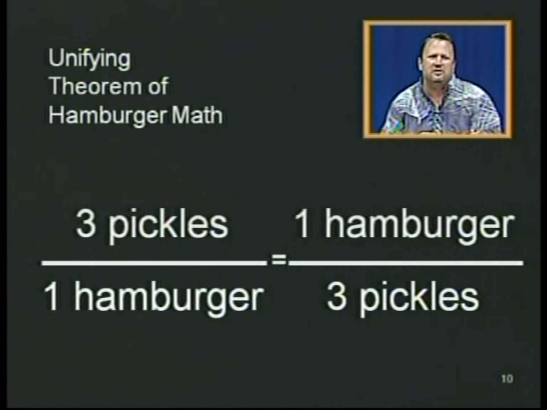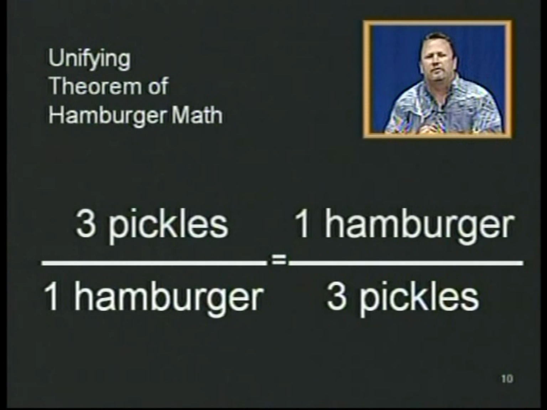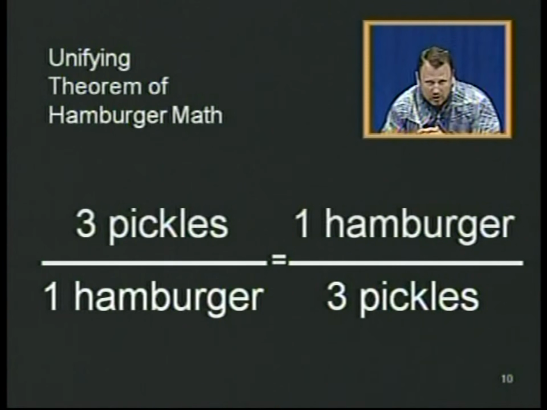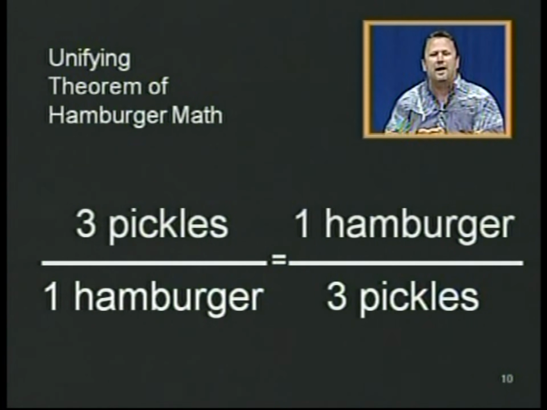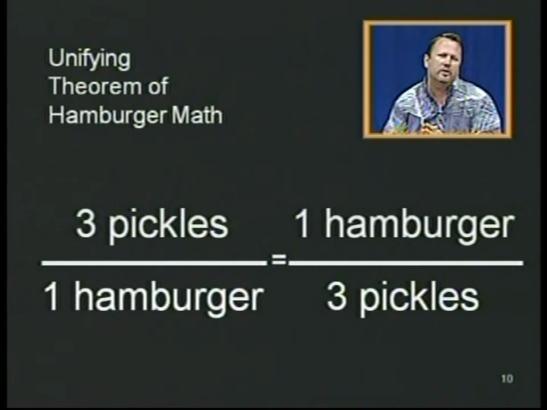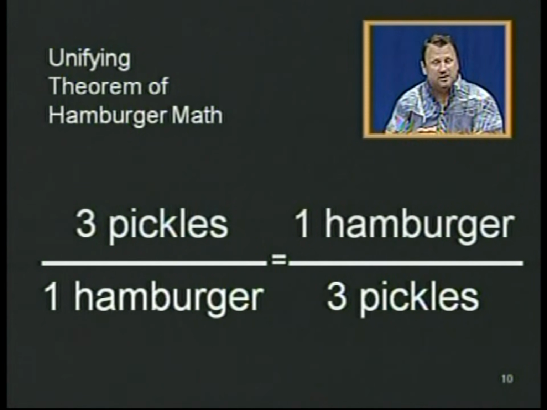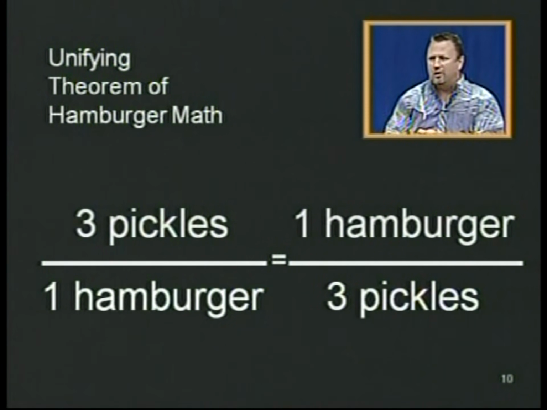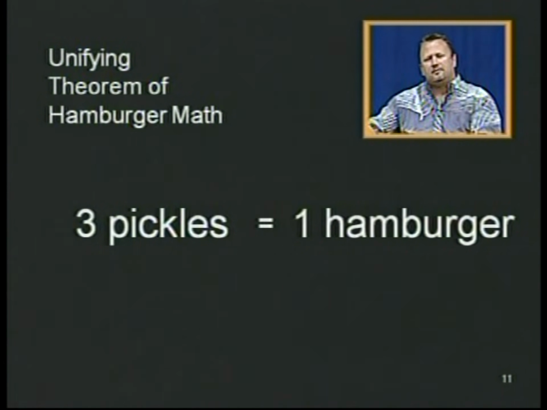So after all that, this is what I want you to take away from 3 pickles on every hamburger. 3 pickles over 1 hamburger is equal to 1 hamburger over 3 pickles. This is the most important part of burger math. That's why this is the unifying theorem of burger math. 3 pickles over 1 hamburger is equal to 1 hamburger over 3 pickles.